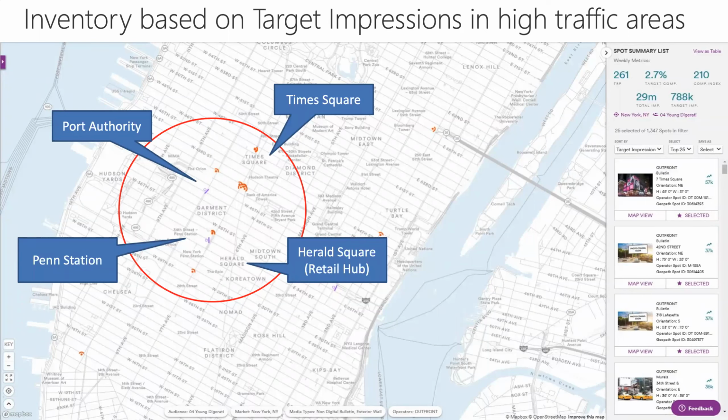Right. Right off the bat, with high impression boards, you are skewing to a Manhattan area most likely, regardless of the target. But this target also should confirm that there's a large cluster in the Midtown Manhattan Times Square area. Obviously, these points of interest are big hubs for either people to visit or to come into the city. So Penn Station, Port Authority, big transit hubs, and the retail hub of Herald Square.